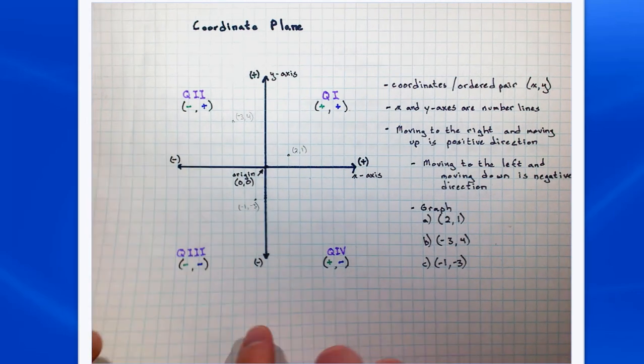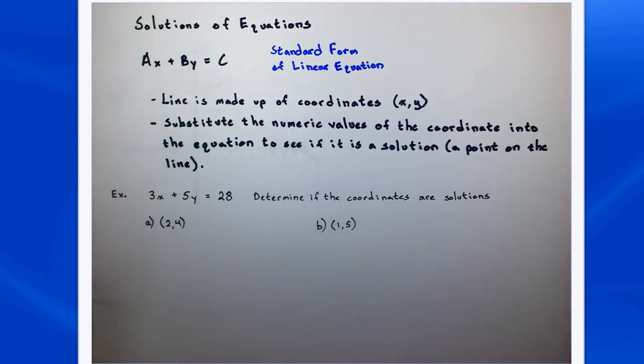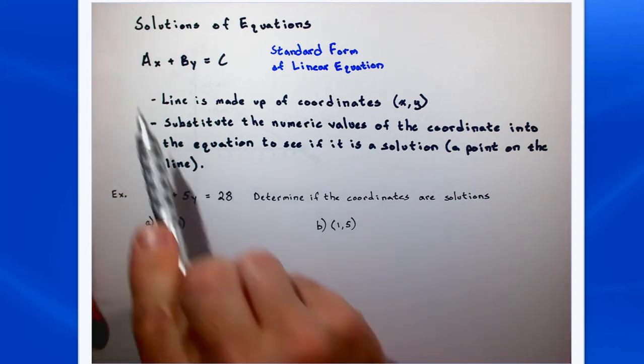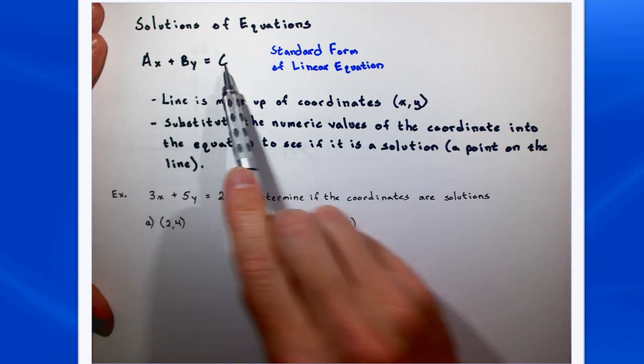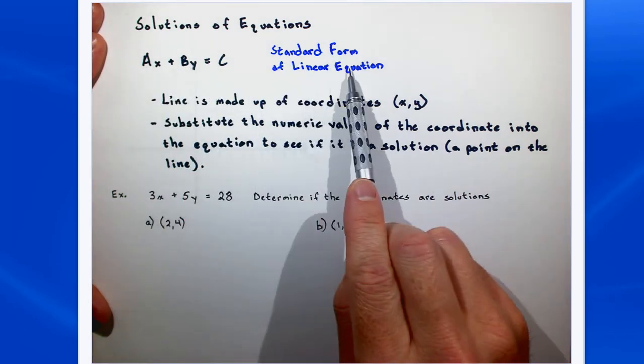Now let's take a look at solutions of equations. And this is really a staple that you will do throughout this course, substituting and evaluating. And that's what we're doing with this one. For solutions of an equation, we're going to work with a linear equation, and it is written in standard form. Ax plus By equals C. This is the standard form of a linear equation.